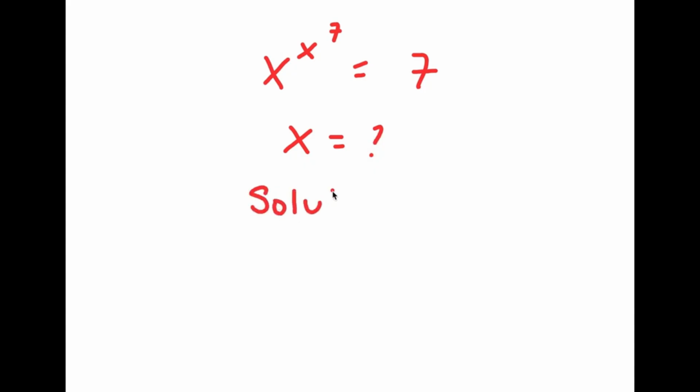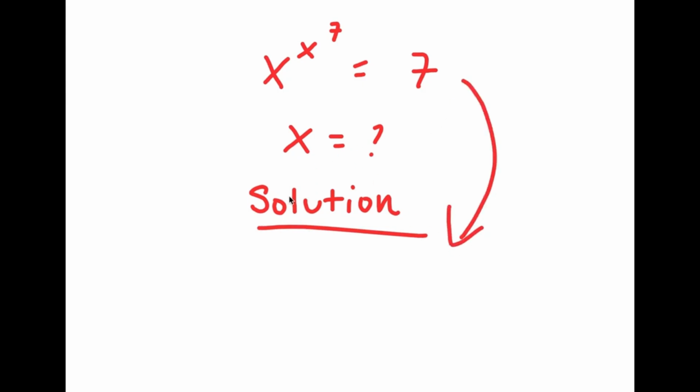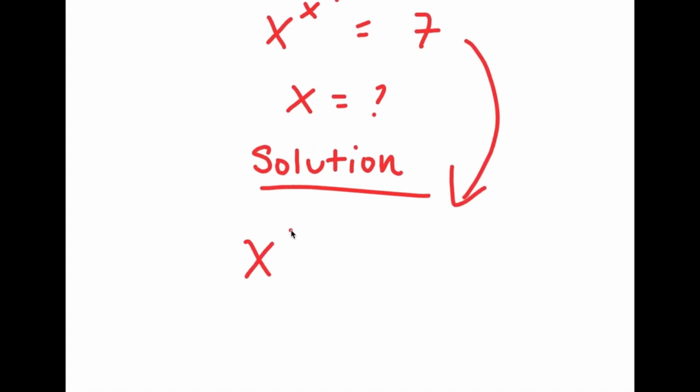Alright, so in this problem, I have x to the power of x to the power of 7 is equal to 7. So obviously, for this problem, I want to find the value of x. So for my solution, I'm going to first start by rewriting my problem over here. So I have x to the power of x to the power of 7 is equal to 7.